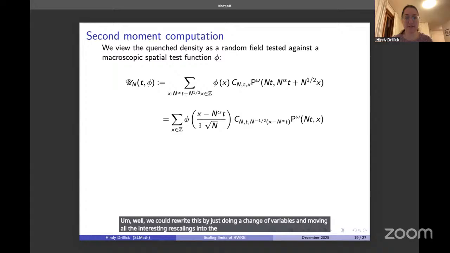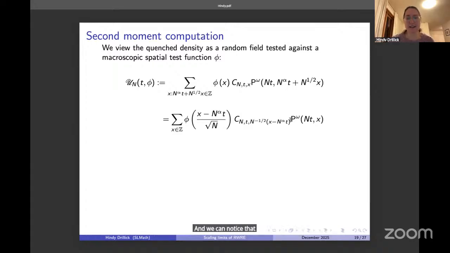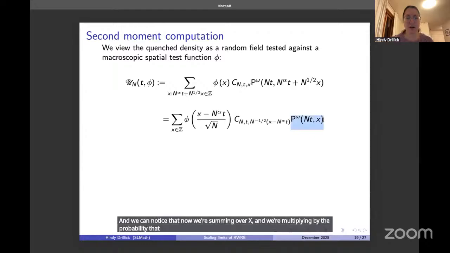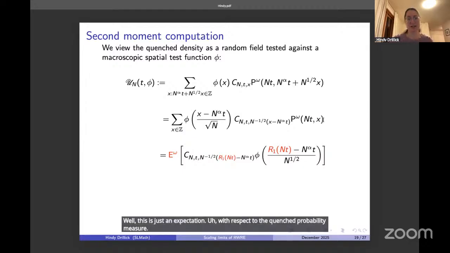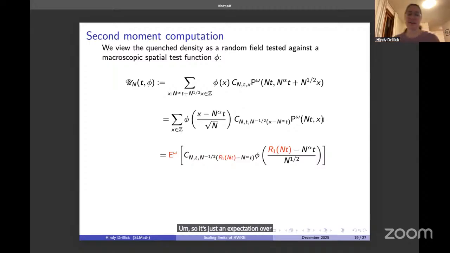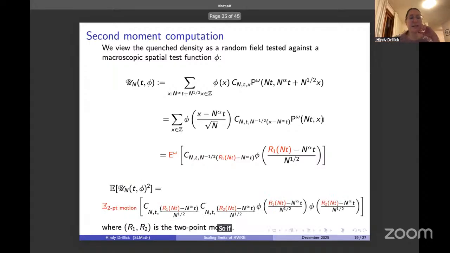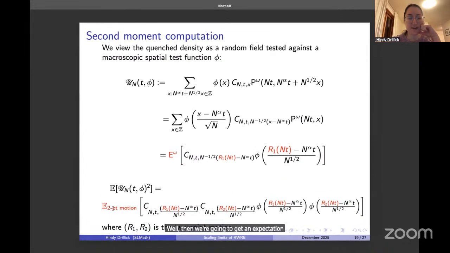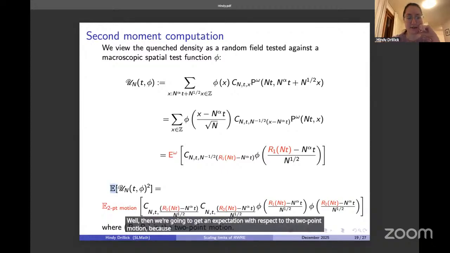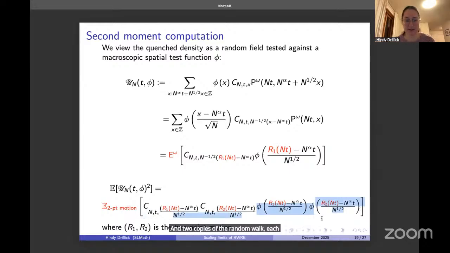Well, we could rewrite this by just doing a change of variables and moving all the interesting rescalings into the function phi itself. And we can notice that now we're summing over x and we're multiplying by the probability that the random walk is at position x. Well, this is just an expectation with respect to the quenched probability measure. So it's just an expectation over a single random walker in the random environment. So if we want to compute the second moment of this object, well, then we're going to get an expectation with respect to the two-point motion because we are averaging out over the law of omega. But now we'll have two copies of everything. So we'll have two copies of these tilting prefactors and two copies of the random walk, each tested against phi.